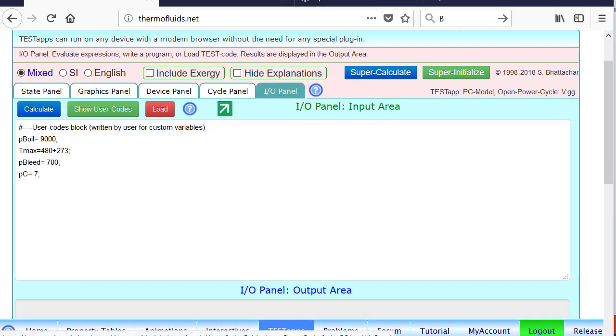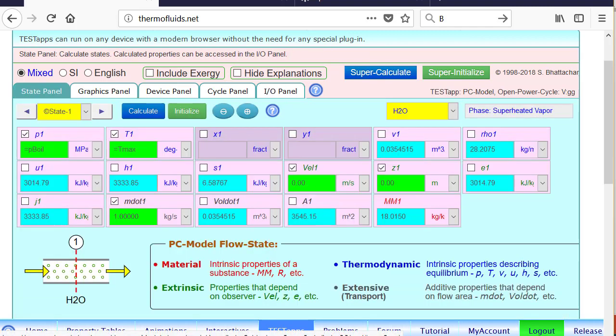First of all, in the I/O panel, I've declared some overall variables, the boiler pressure. As you recall, there are three different pressures. The boiler pressure is here. Then there is the maximum temperature in Kelvin, the bleed pressure, 700 kPa, and the condenser pressure. I want to keep the variable names small, that's why I named them in this manner. Now in the state panel, state 1 is quite simple. Pressure 1 is boiler pressure, temperature is known, and I'm assuming a mass flow rate of 1 kg per second.